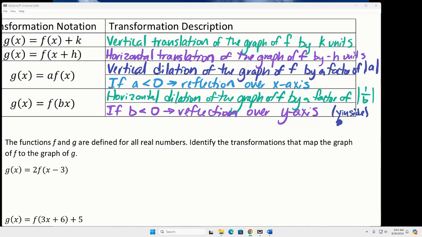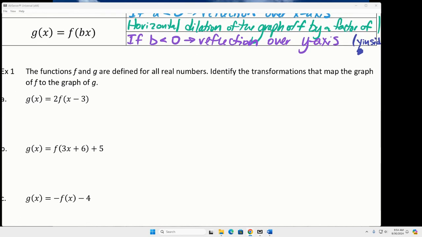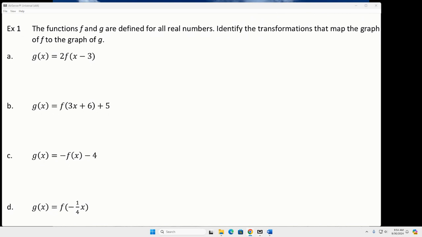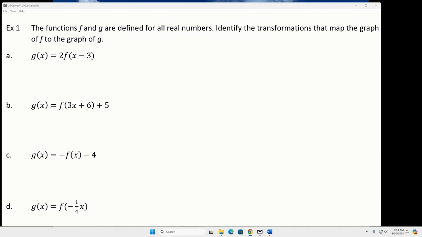Okay, so let's look at these examples. What we're going to do is identify the transformations that map the graph of f to the graph of g. So this first one has two transformations. What are they?